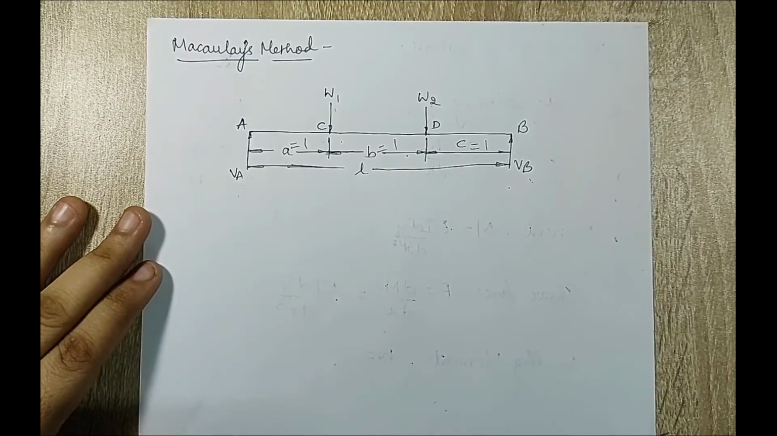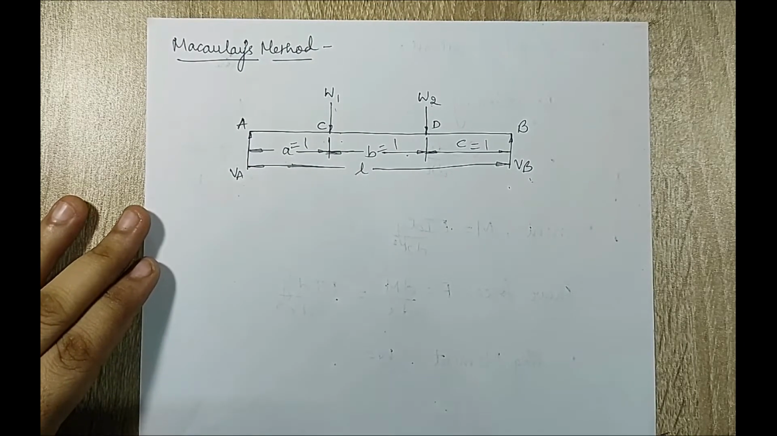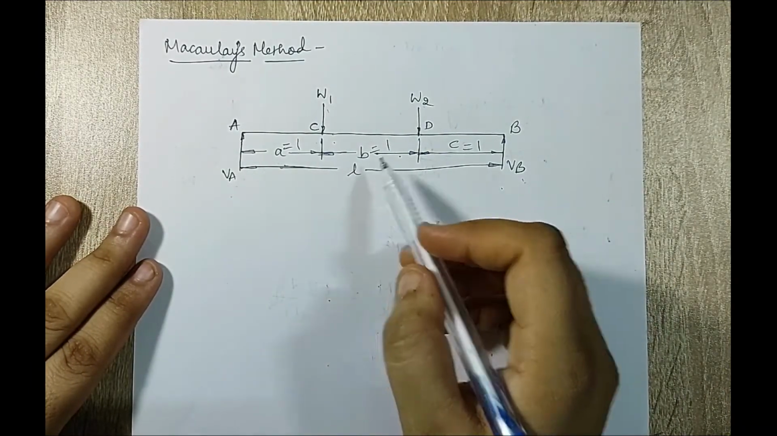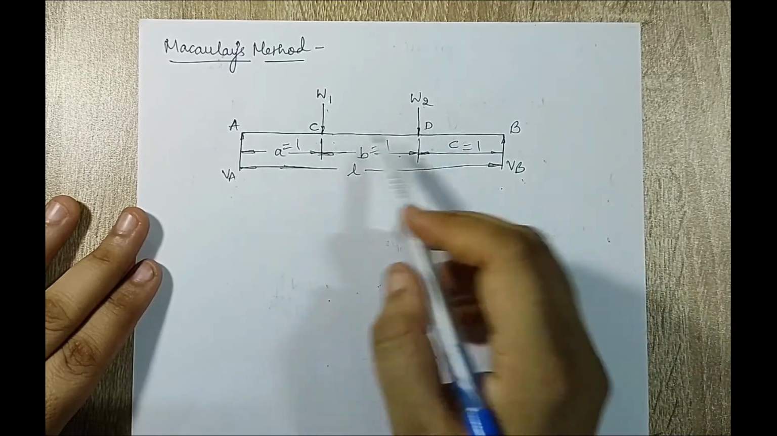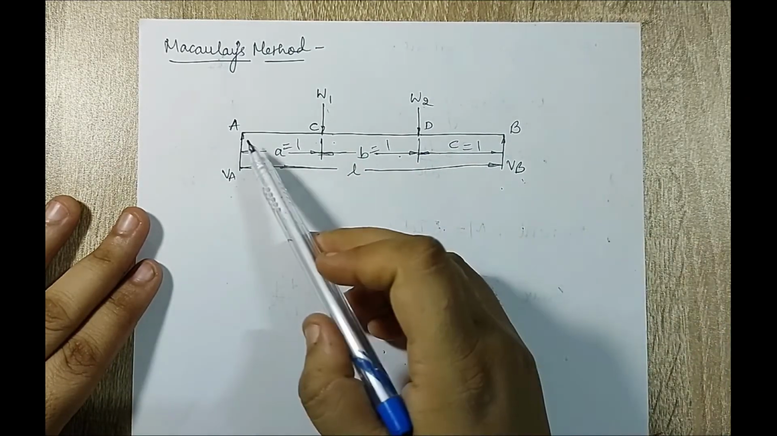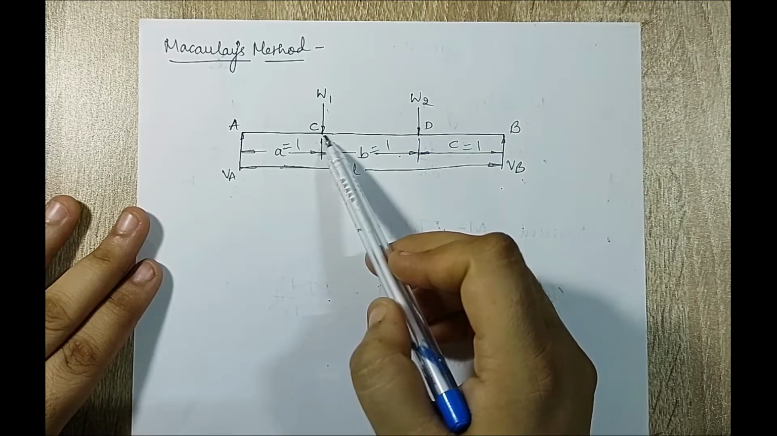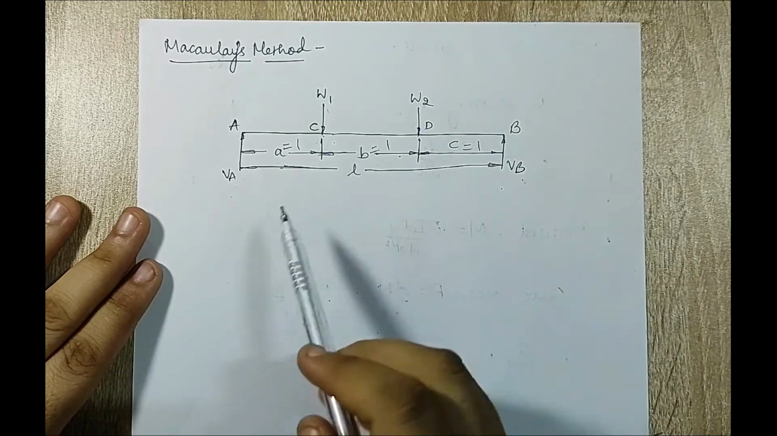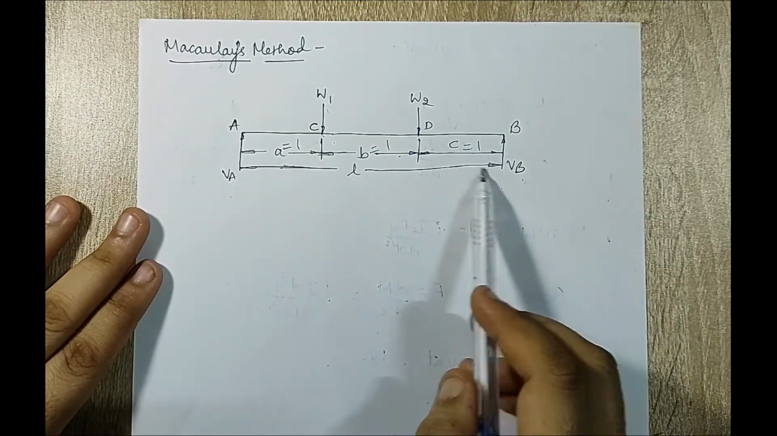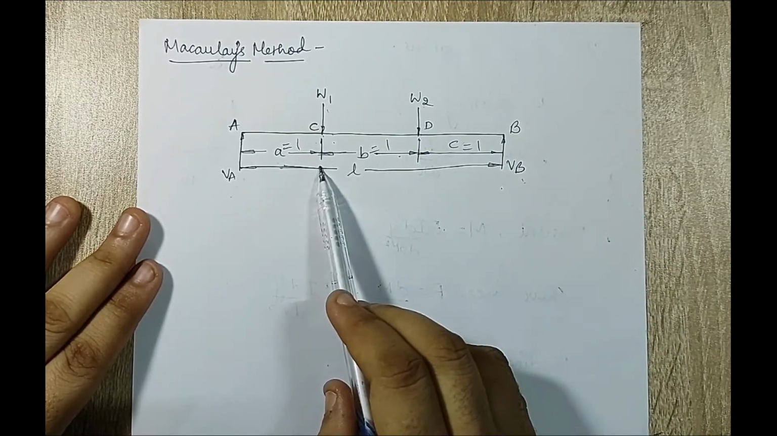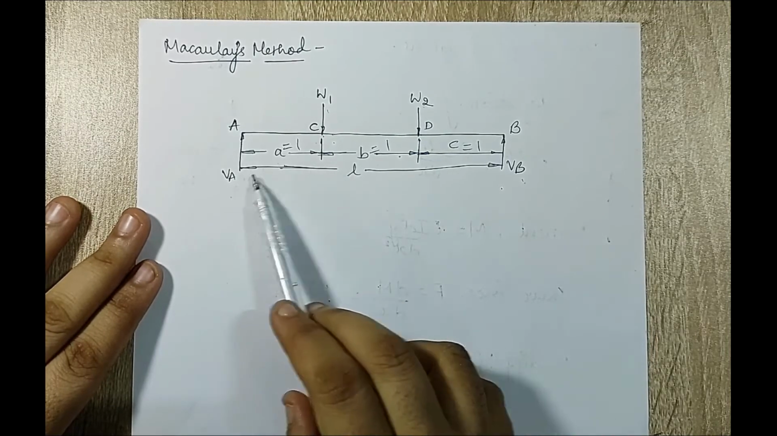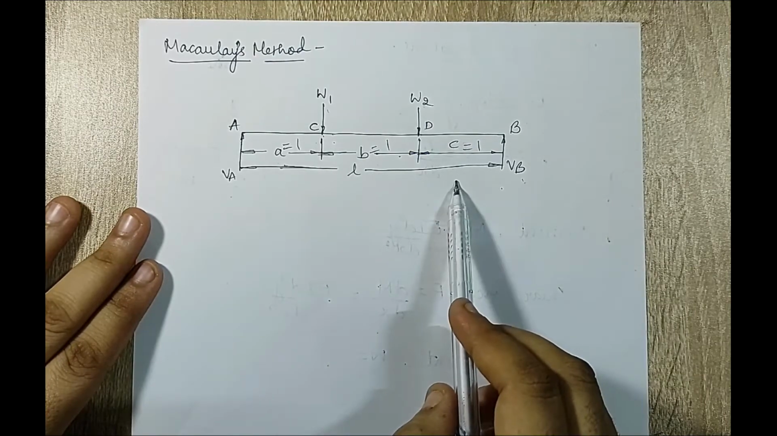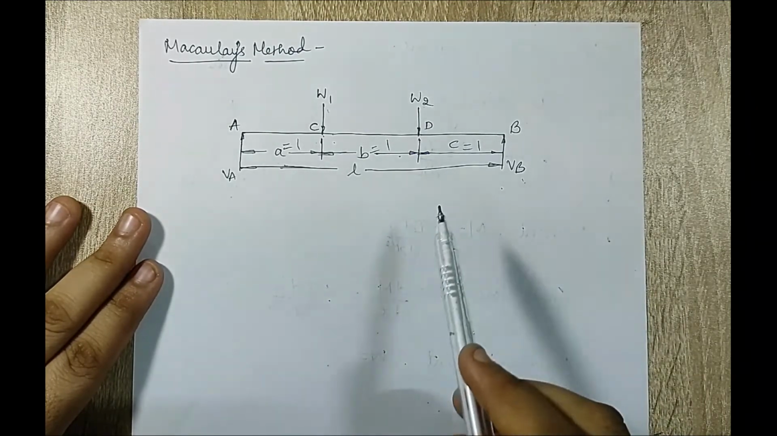Now, what is Macaulay's method? Macaulay's method basically says that you are going to divide the beam into parts. How many parts depends on the number of points at which the load and support is given to you. Here I can see A to C can be one part, C to D is another part, and D to B is the third part. So I'll be dividing the beam into three parts. I'll be writing the moment equations for all three parts individually, and then I will sum them up and write the equation for the entire beam.